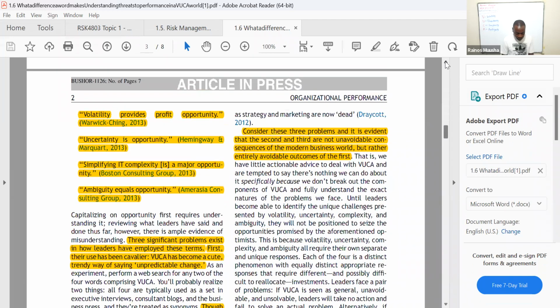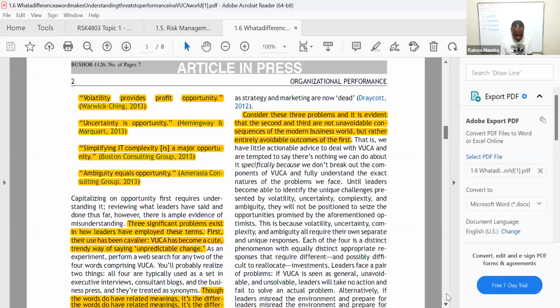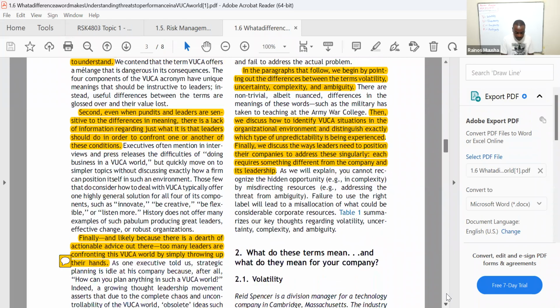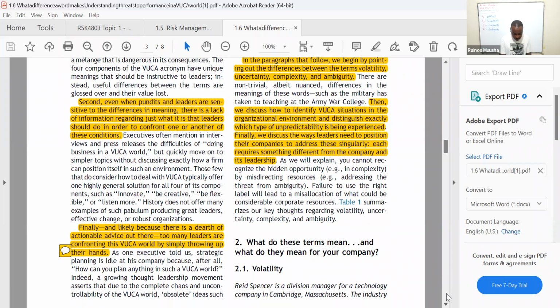So here they say, consider these three problems, and it is evident that the second and the third are not unavoidable consequences of the modern business world, but rather entirely avoidable outcomes of the first condition. In the paragraphs that follow, we begin by pointing out the differences between the terms volatility, uncertainty, complexity, and ambiguity. Then we discuss how to identify VUCA situations in the organizational environment and distinguish exactly which type of unpredictability is being experienced. And finally, we discuss the ways leaders need to position their companies to address these singularly. Each requires something different from the company and the leadership as well.